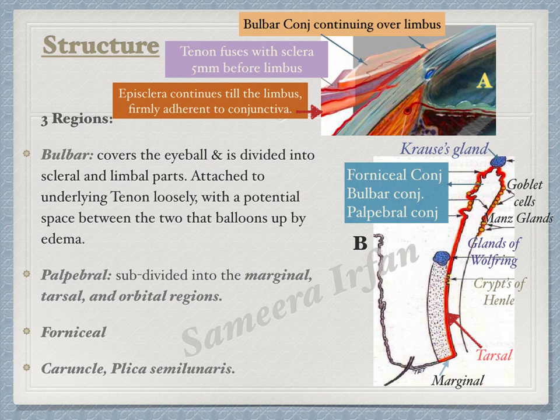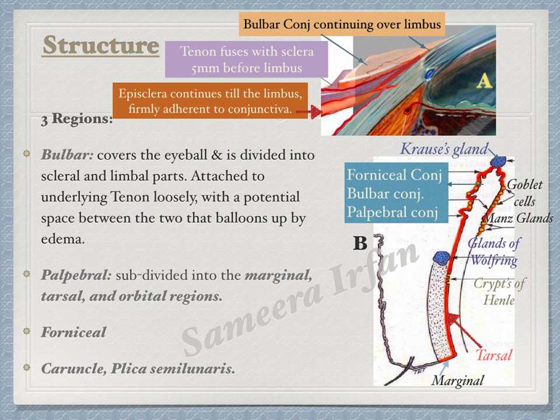Number one, the bulbar conjunctiva that covers the ocular surface, the palpebral that lines the eyelids, and the forniceal conjunctiva. The bulbar conjunctiva has a scleral part and a limbal part, which is demonstrated in figure A. The sclera is covered by a layer of vascularized connective tissue called the episclera, which in fact is a part of the structure of sclera. It has immune cells in it.